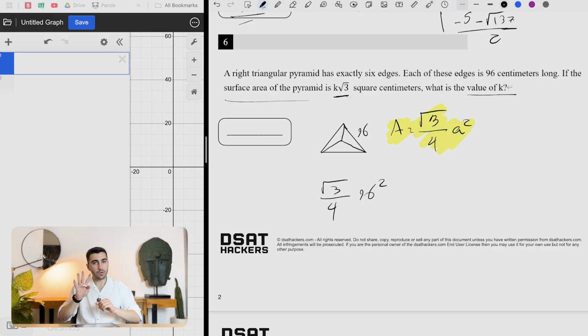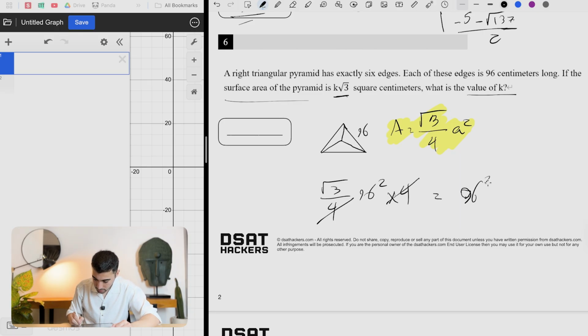How many of them do we have? We have 4 of those equilateral triangles, 4 faces, 3 around and 1 the base. So we multiply this by 4 to get the surface area of the whole shape. So the 4s cancel out and you get 96 square root 3.